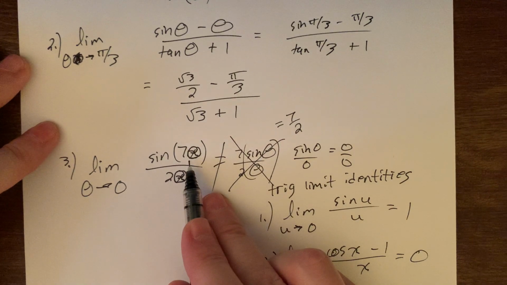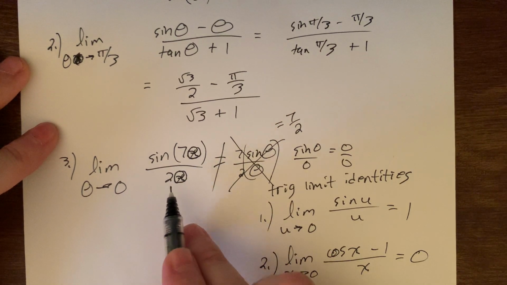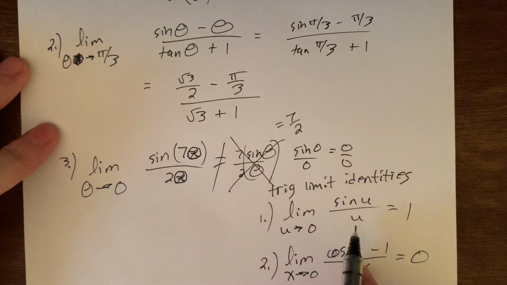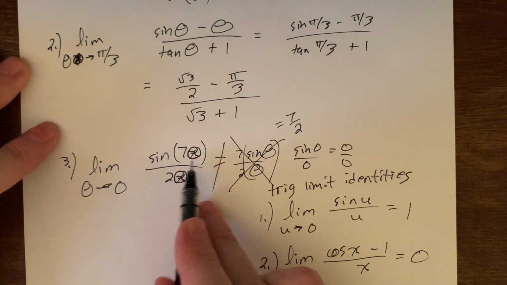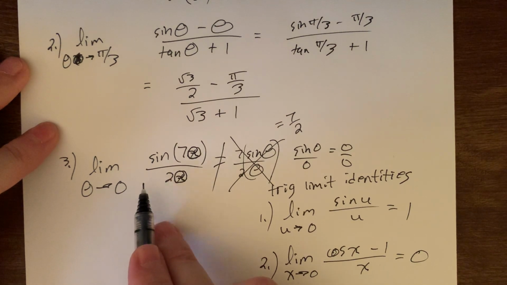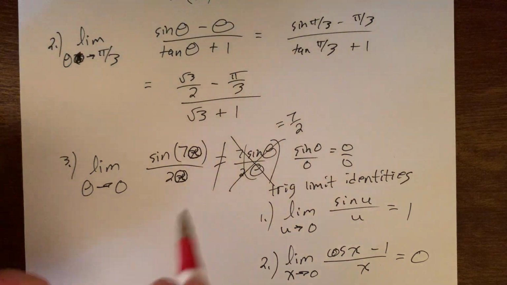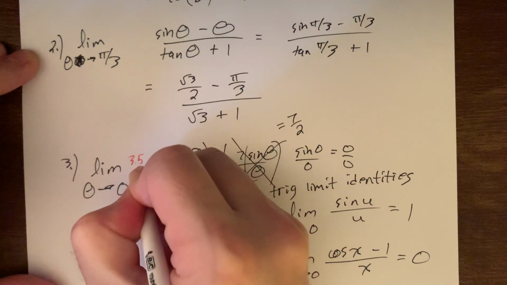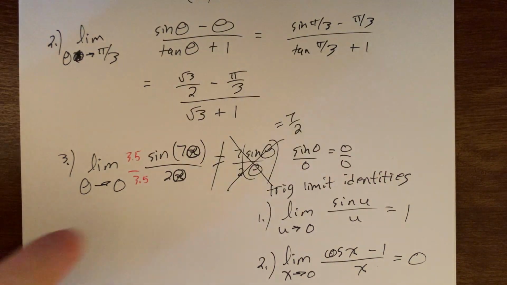So from what I just said a moment ago, you can't play or touch with this piece, so you gotta manipulate this piece. For this identity to work, you have a 7x inside the sine function here. Well, this needs to be a 7x right here. How do you do that? Well, some people just go, hey, this needs to be a 7. I'll multiply by 3.5. And whatever I multiply on the top, I multiply on the bottom. So that's their manipulation.